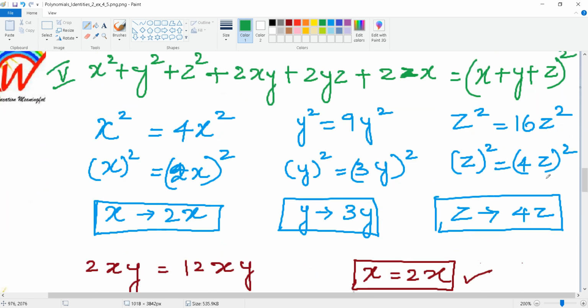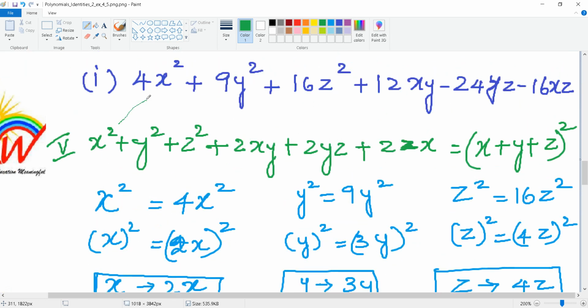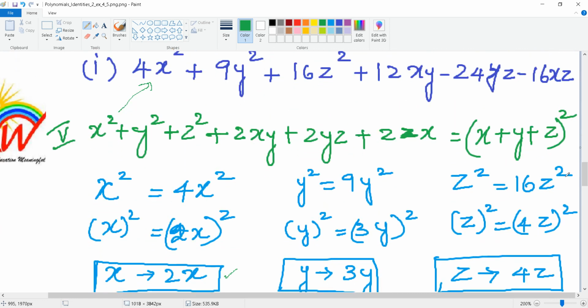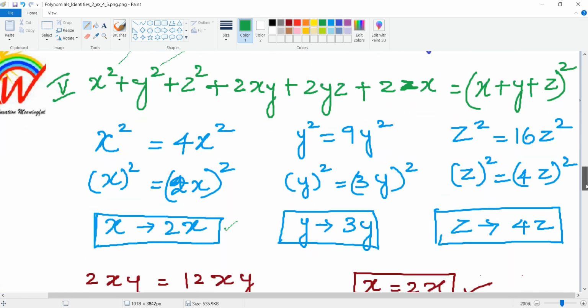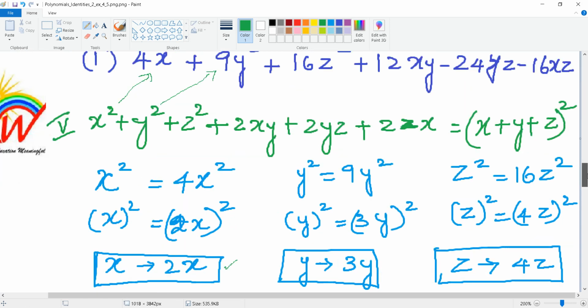Over here, your x square is actually 4x square. You look at the question and compare the formula. The x square resembles the 4x square, so your x square could be written as 2x the whole square. So your x is 2x. Then next we will look at the y square. In place of y square we have got 9y square, so y square equals 3y the whole square, so y is equal to 3y. Now the next one is z square, which could be written as 16z square, or z square is equal to 4z the whole square, so z is equal to 4z.